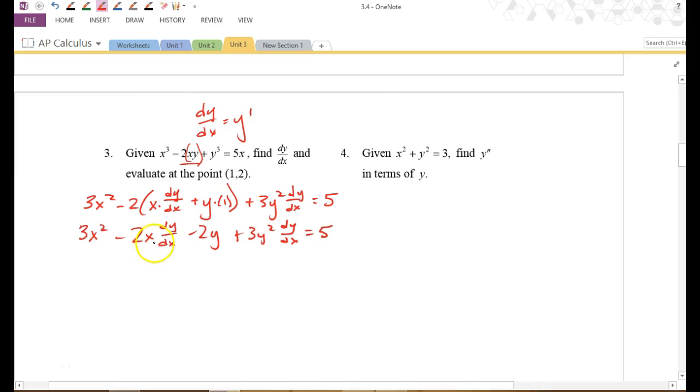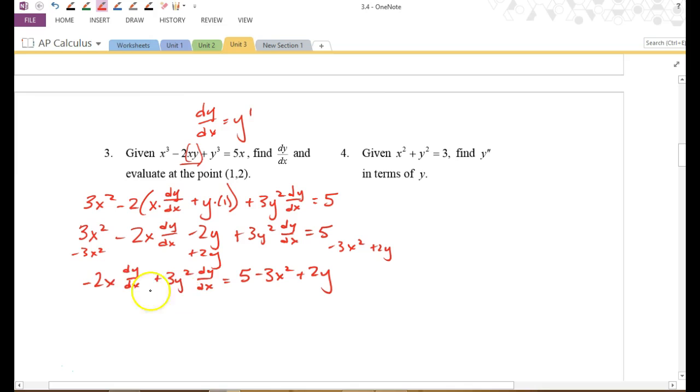Okay, so then what I'm going to do is any term that does not have a dy dx on it, I'm going to send to the other side. So I'm going to subtract this 3x squared and add this 2y. So subtract the 3x squared, add the 2y. So I'm going to be left with negative 2x dy dx plus 3y squared dy dx. It's going to equal 5 minus 3x squared plus 2y.